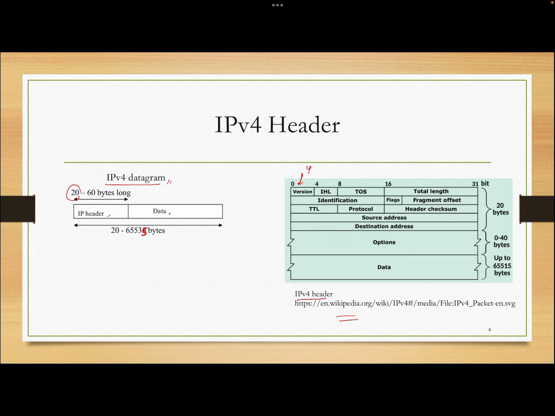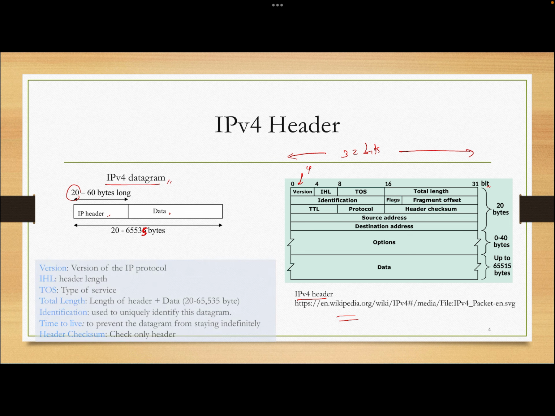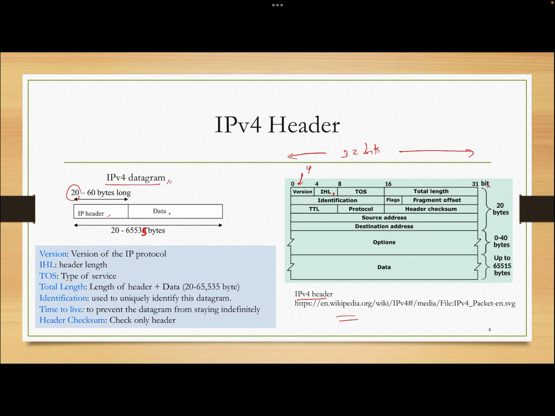Version is version 4. The total for one row is 32 bits. So you have IHL, which is the header length, and TOS, which is the type of service. The header length is up to 60 bytes. This is the optional header, but usually we do not use it much. Usually we use 20 bytes as the basic header.